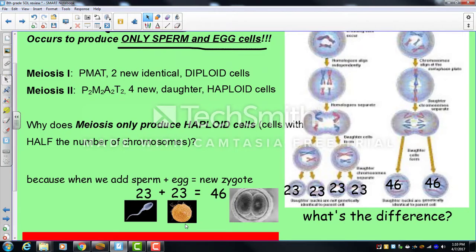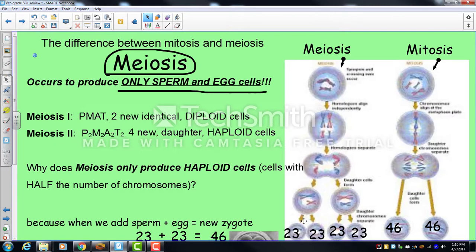And that is because the haploid cells come together and produce a new human being, or it could be anything new that's living that sexually reproduces. This could be a frog sperm and a frog egg, and then you have new frogs. It could be a male dog, female dog, new puppy. It could be anything that's alive that reproduces sexually. You've got a sperm cell and an egg cell, and that is what creates a new living thing. So that is the difference.